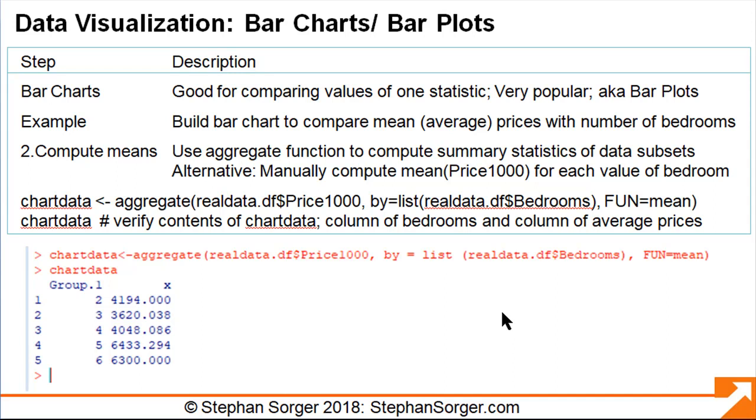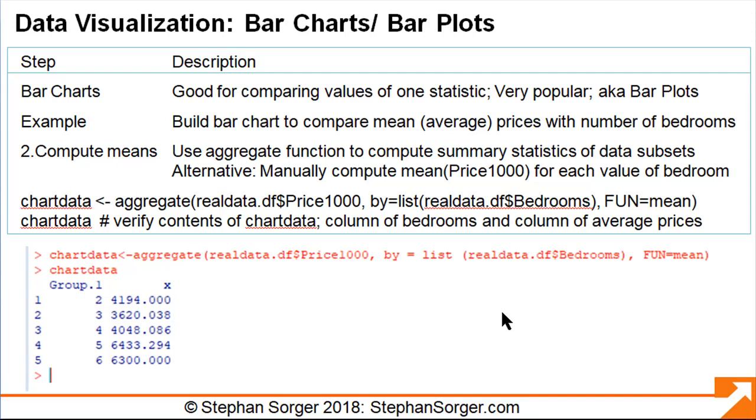The aggregate function asks for the variable for which you want a function to be applied, in this case the price 1000 variable in the real.df data frame. The aggregate function then asks for the variable for which you want the data grouped using the by equals list argument. In this case, we want the data grouped by bedroom, so we tell R to look at the bedrooms variable in the realdata.df data frame. We end the aggregate statement by telling it what function, or fun, to perform.